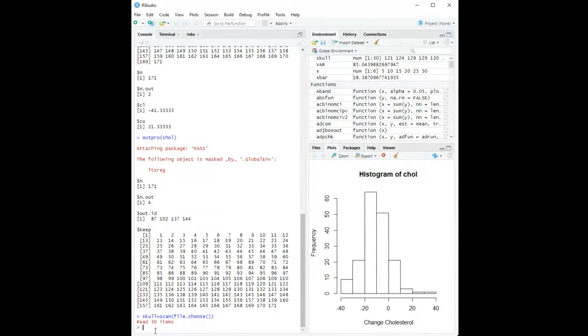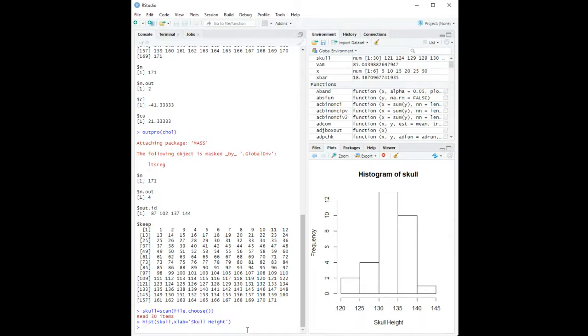Okay, so I'm gonna do hist skull, and for that X label I'm gonna put skull height. Okay, I'll press enter here, and there is that histogram. And now we're just gonna check for those outliers.